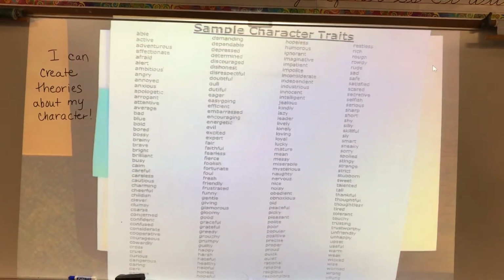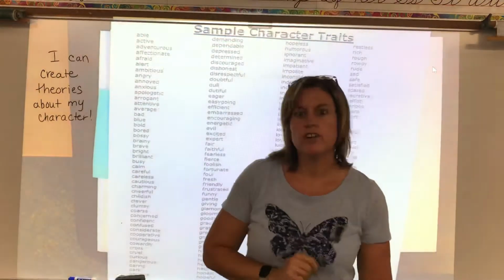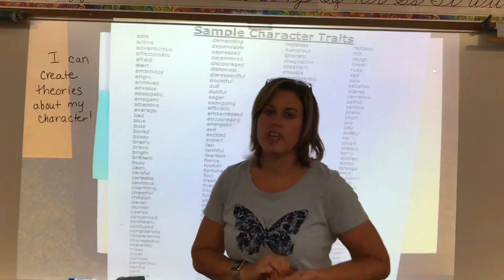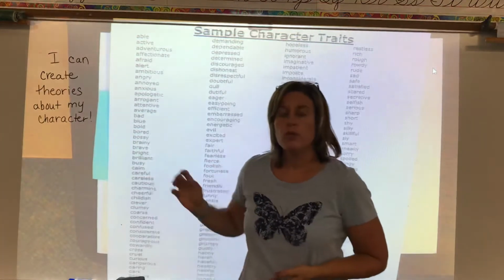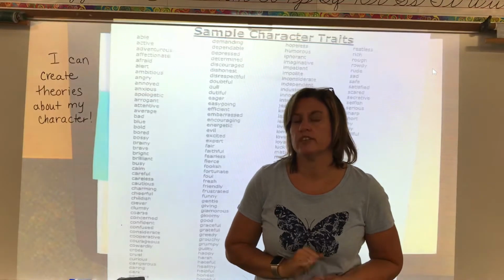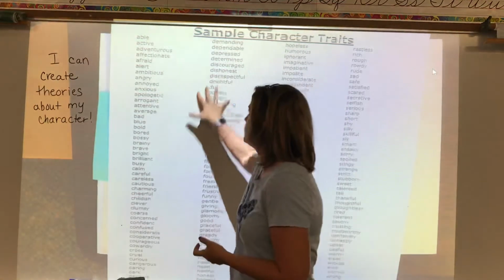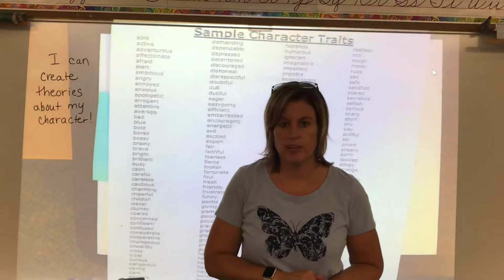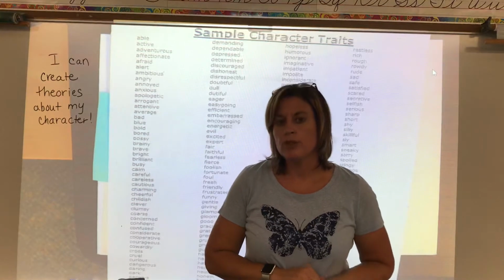Readers, you might remember yesterday we talked about beginning Unit 2, which is understanding characters. Remember I said that we really want to make sure that we get to know our characters really well. Yesterday we spent some time looking at some words that we could use to describe our characters. Today we're going to go even deeper.